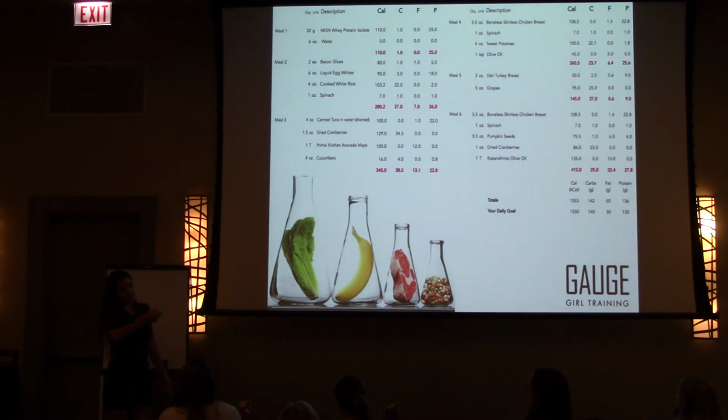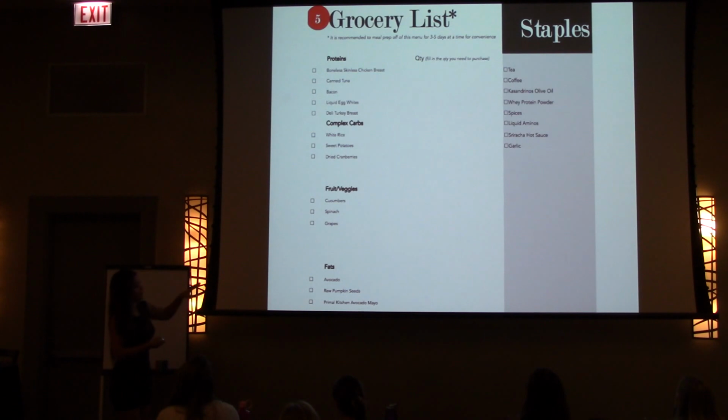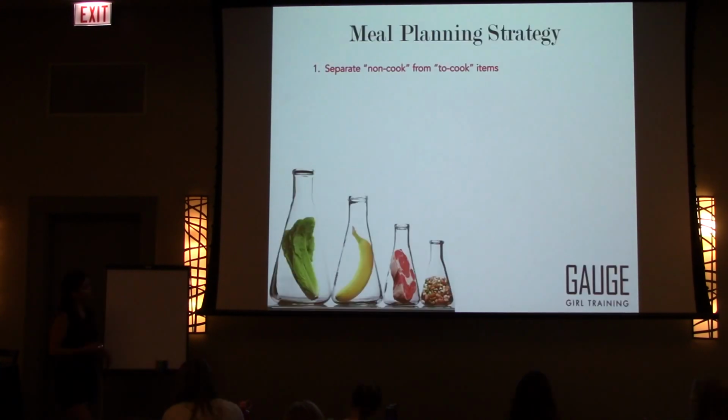Maybe she doesn't want to eat this every day. Maybe she only wants to eat this one day, and she wants to change up her food every other day of the week. Or maybe she wants convenience and she doesn't want to think about it. She just wants to pull something out of the fridge and go. So I'm going to explain some meal prep strategies in a moment.